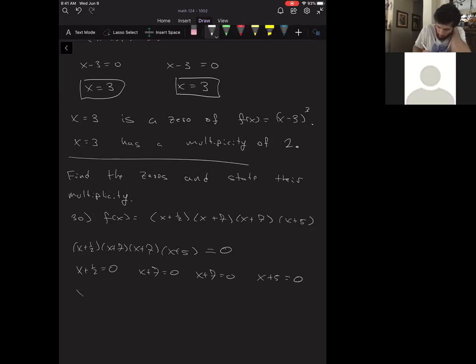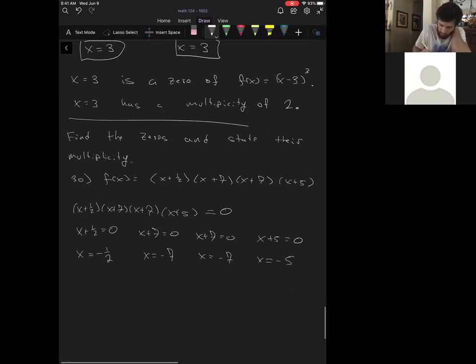On the left-hand one, we subtract the 1/2, so we get x is equal to minus 1/2. Here we get x is equal to minus 7, x is equal to minus 7, and x is equal to minus 5. So here are all of our zeros. What we have are three unique, three separate zeros: x is minus 1/2, x is minus 7, and x is minus 5.